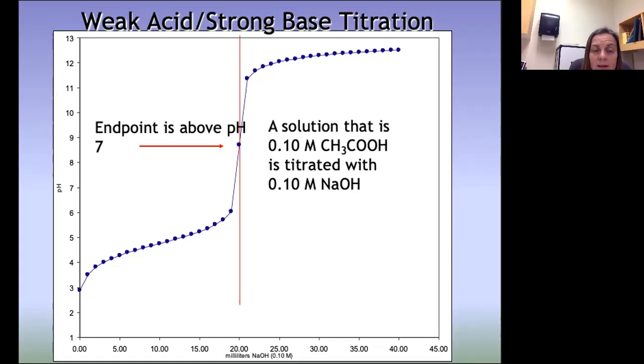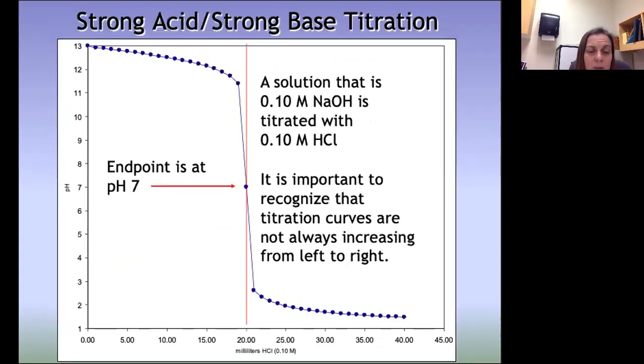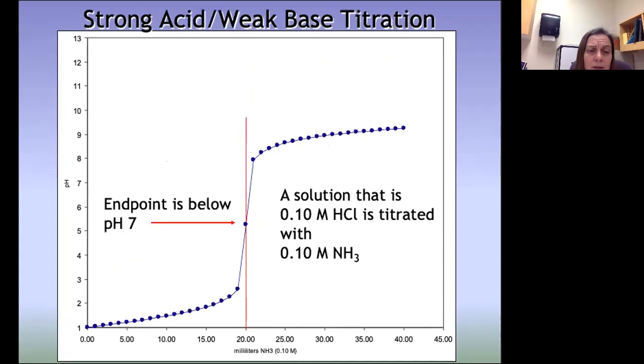We don't always titrate with base. We sometimes titrate base with acid. And so that's going to result in starting out at a high pH and ending at a low pH. But again, because this is strong acid, strong base, you can see that we have a very, very steep change at the equivalence point, and that the endpoint is at 7. If we titrate a strong acid with a weak base, we have an endpoint below 7 because the pH at the equivalence point is dominated by the equilibrium reaction of the acidic salt.